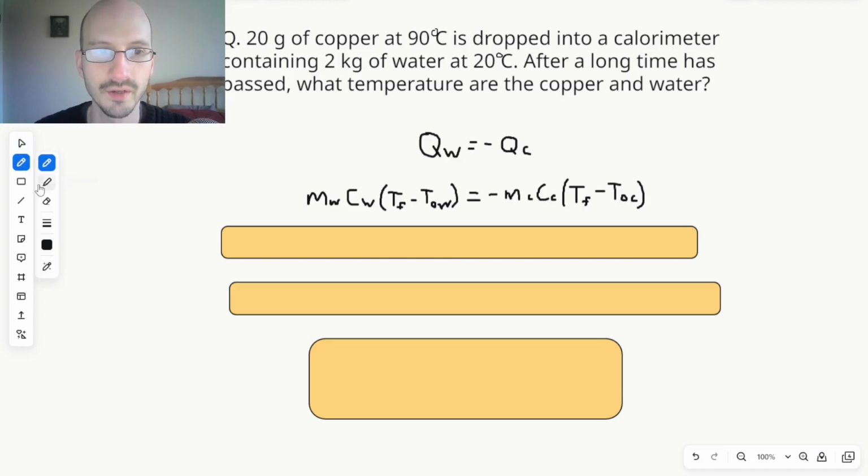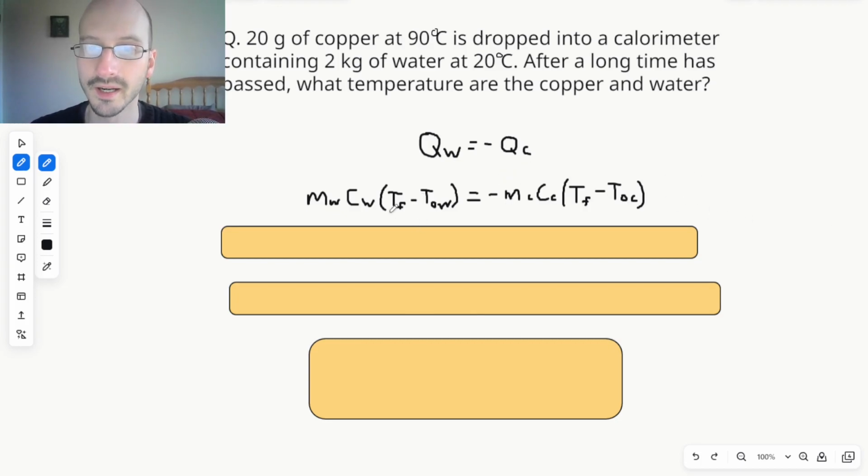You might think, why is there a minus sign? That doesn't make much sense. If one side is positive and the other is negative, how can that be real? The answer is that the copper is cooling down. So its final temperature is going to be lower than its initial temperature. Why do I have such thin lines? So that means this difference is negative, and it accounts for the negative out front.